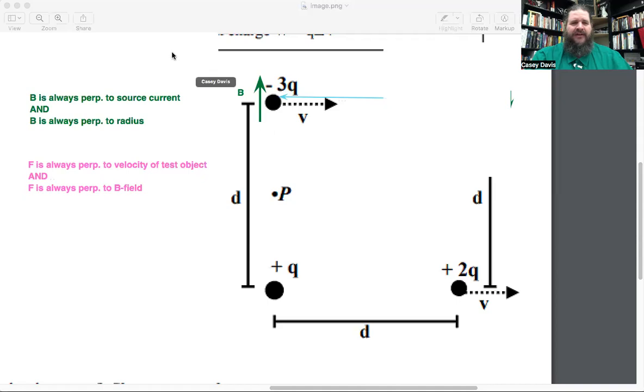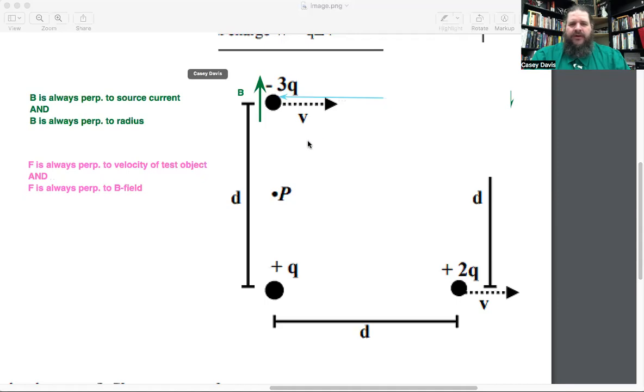What kind of charge is this? It's a negative charge, so we have to flip it. Yeah, a negative source, a negative test charge will feel the opposite effect. So you can use the right-hand rule as normal, but then just flip the final result.